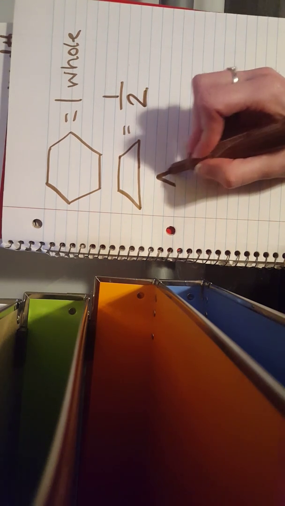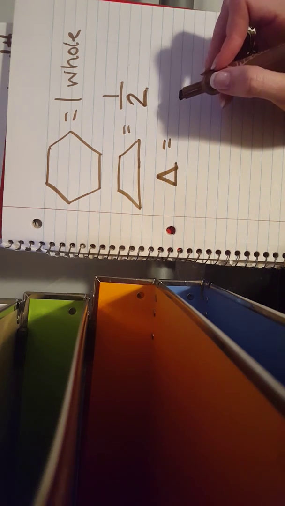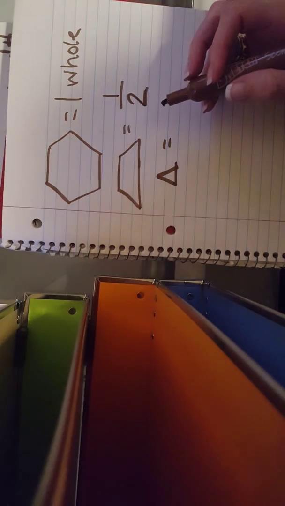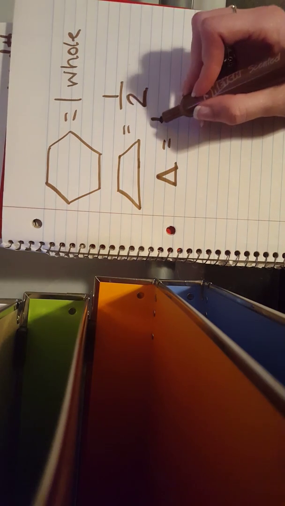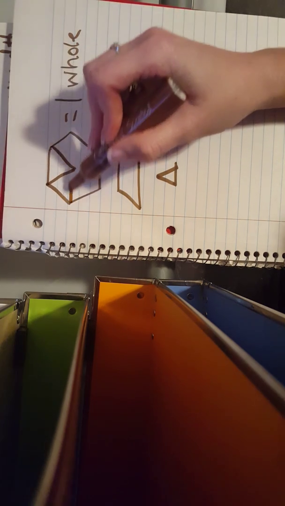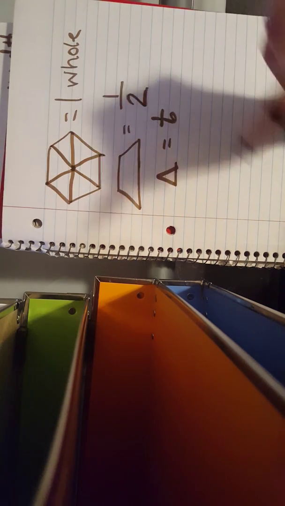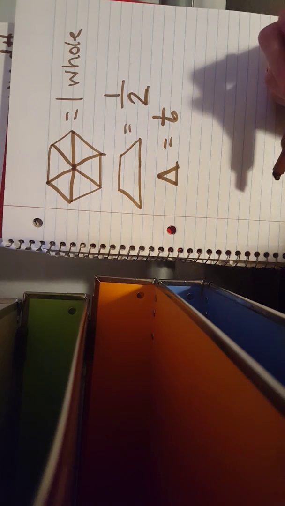We also took a look at triangles. We said that 1 triangle is equal to 6 parts. It takes 6 triangles to fill up our hexagon. So triangles are worth 1/6.